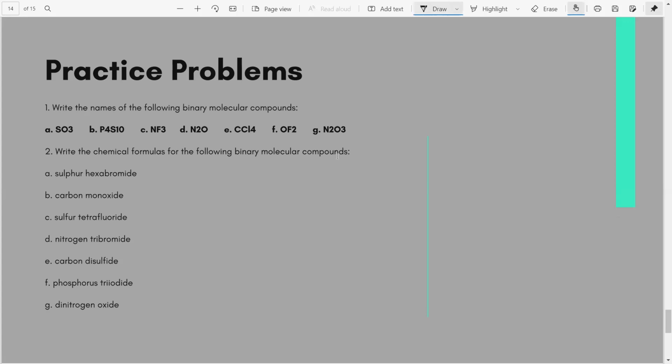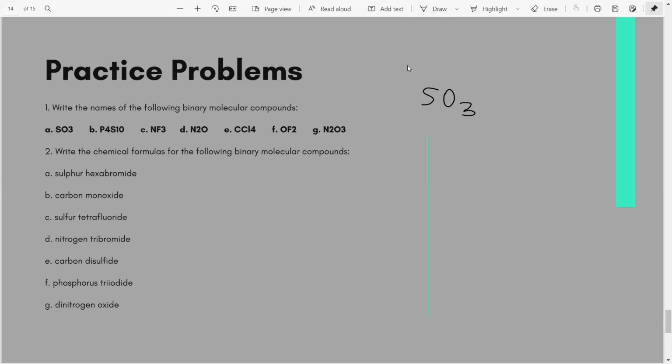So for the first one, we have SO3. So that means we have a single sulfur and 3 oxygen. So this would be sulfur trioxide. If the element in the front is just 1, we don't need to say monosulfur. We can simply say sulfur trioxide. And then a similar sort of process should help you come up with the others as well. So make sure to try out these practice problems to get familiar with molecular compound naming.